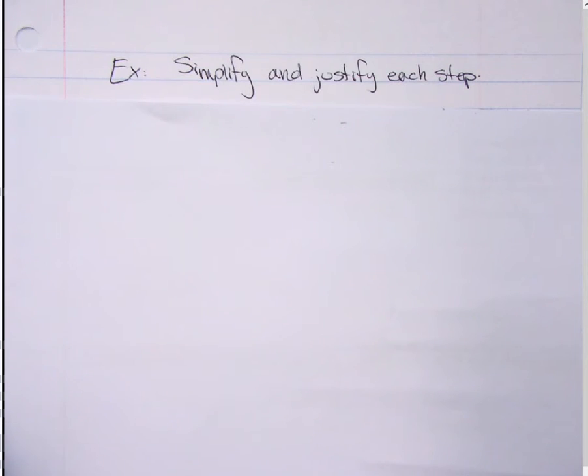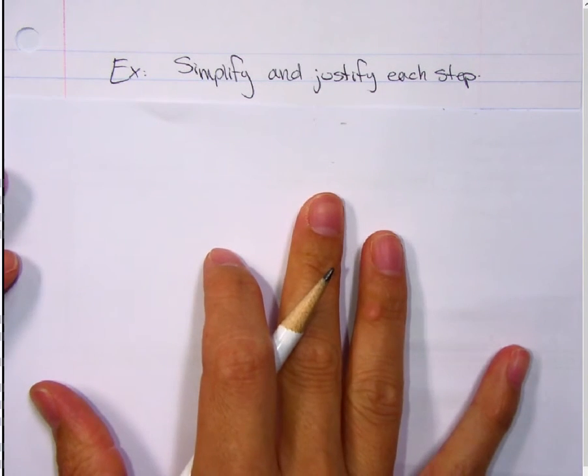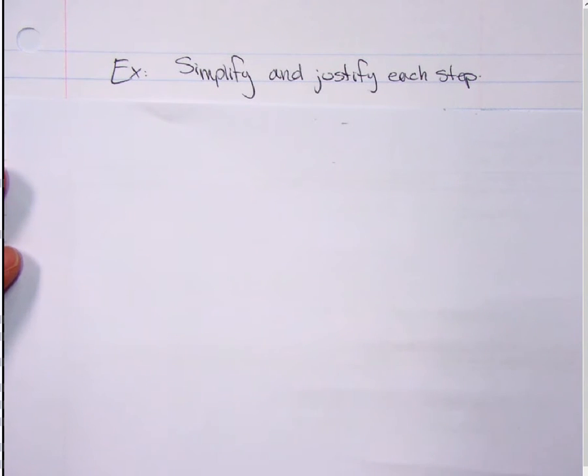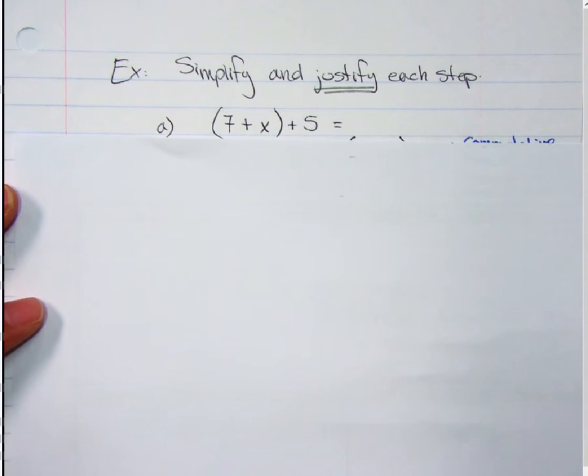All right, I'm going to keep your notes brief, so I'm going to just show you 1 or 2 other examples, and then in class we'll go ahead and do more practice so you get used to it. Simplify and justify. Here's the big key word, justify each step. So watch how I do this problem.